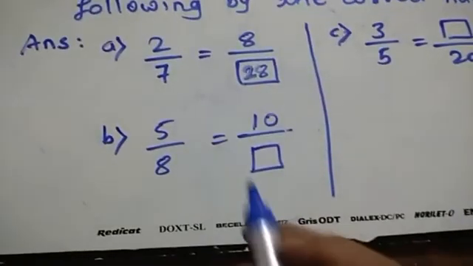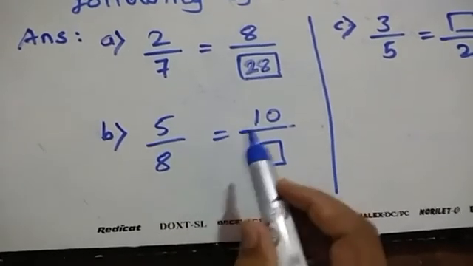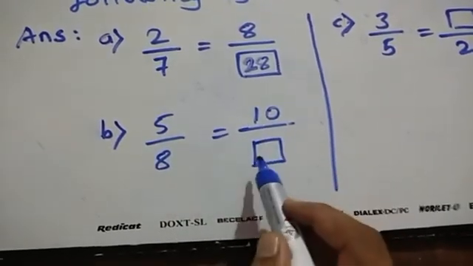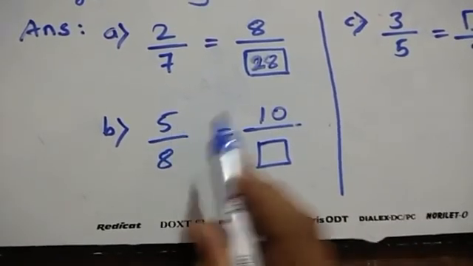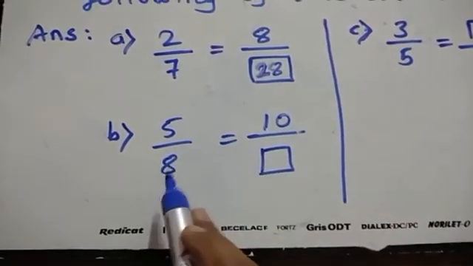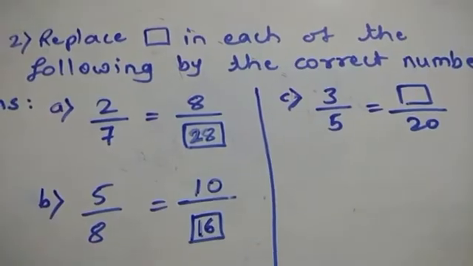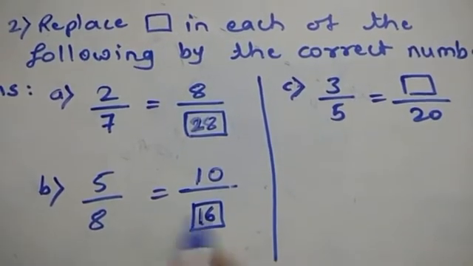See one more example here. 5 upon 8 is equal to 10 upon dash. Now see here, this 5 we multiply with 2. 5 2s are 10, right? So multiply this 8 also with 2. Therefore 8 2s are 16.